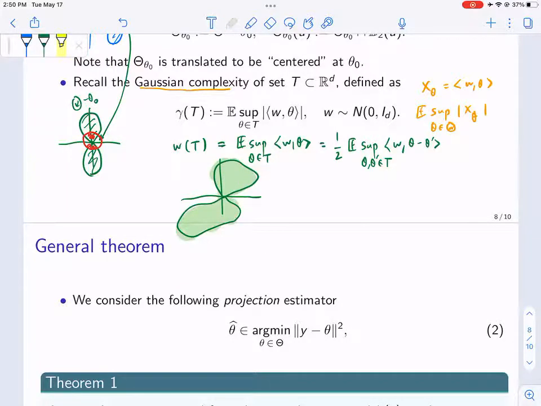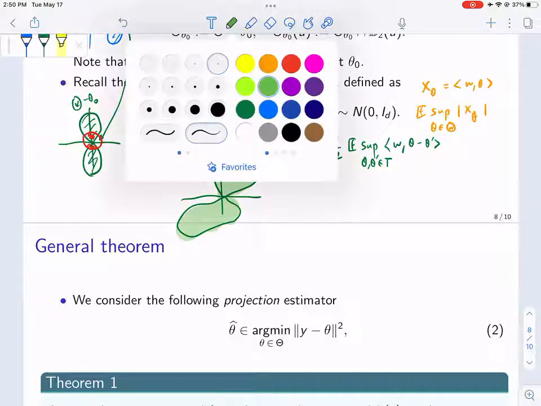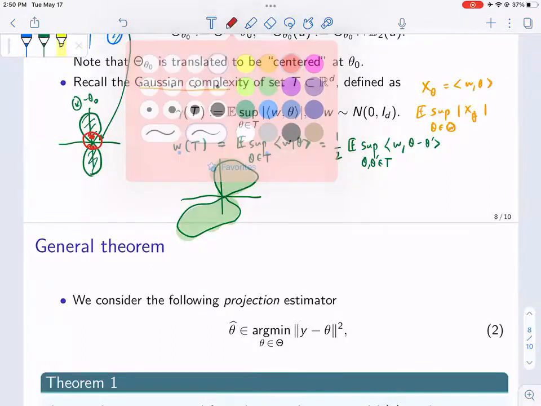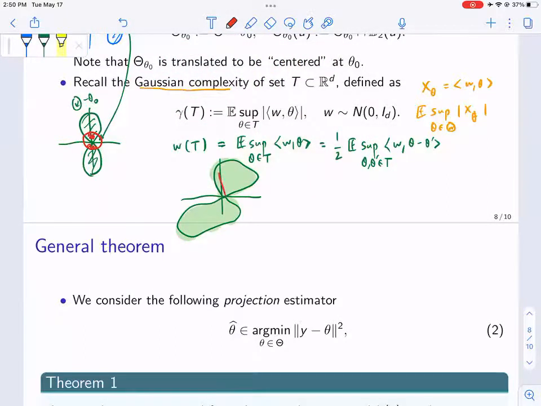Okay, what I'm trying to do is measure this quantity, which turns out to be invariant to shift. If I take a direction W, which is a Gaussian direction, it's random, but let's say I realize one example, then the inner product of W with theta is a function whose level sets look like this, so they're orthogonal to this line.